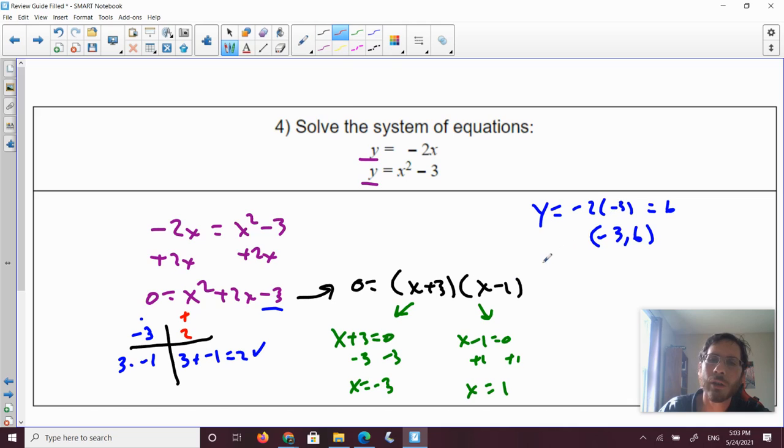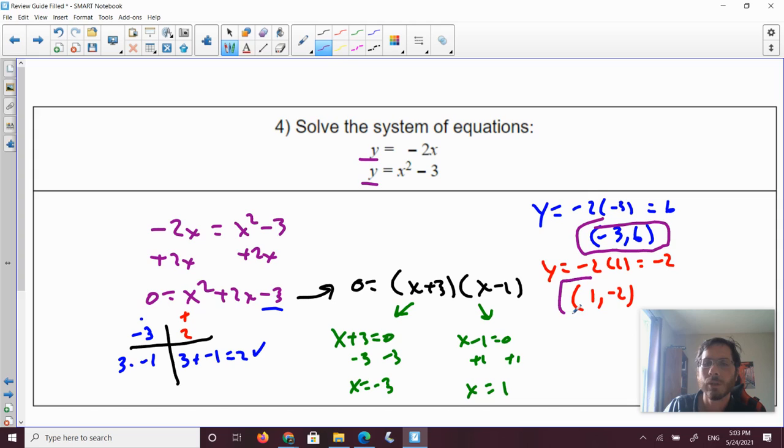Likewise, if x is 1, y equals negative 2x. So negative 2 times 1 is equal to negative 2. So I get my other answer, 1, negative 2. And those are my two answers. So let me circle those real quick. And it's always good to double check. It's always good to verify.